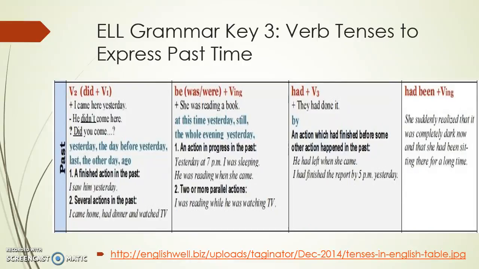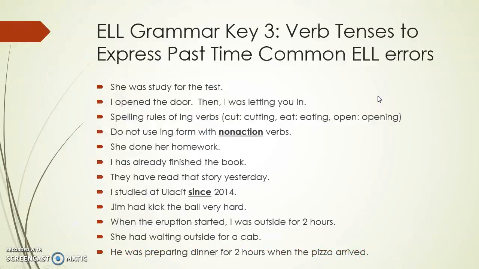The third key that we have is the verb tenses to express past time. So we're going to have different forms also. We're going to have the simple past. We're going to have the past continuous or past progressive. We're going to have the past perfect and the past perfect continuous. Each one of them, as you know, has different uses, and there are formulas to construct each of these forms.